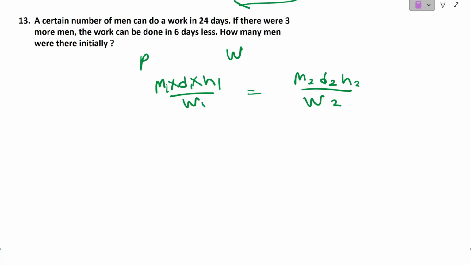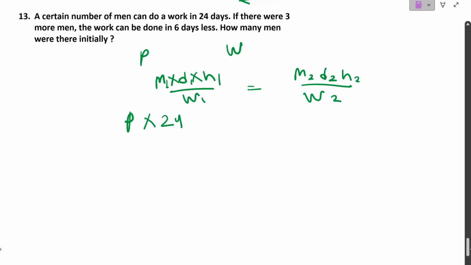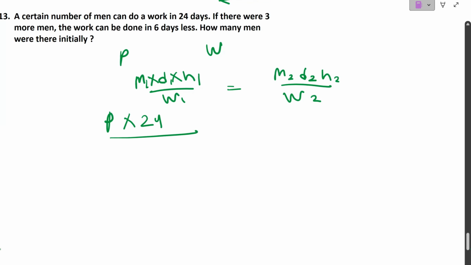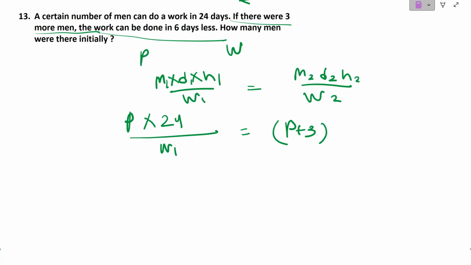So M1 is the original number of men, which is P, and they can complete it in 24 days. We are not covering the concept of hours here, so we will ignore hours. So P into 24 upon W1 equals, now the question says if there were three more men, the work can be done in 6 days less. So if there are P plus 3, then how many days are taken? 6 days less, that is 18 days.